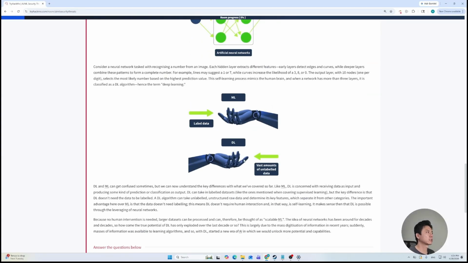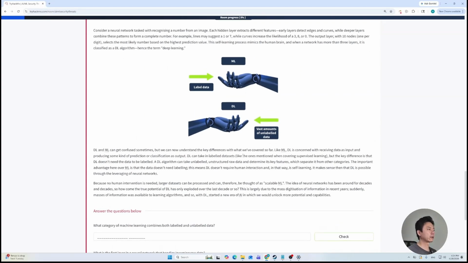Consider a neural network tasked with recognizing a number from an image. Each hidden layer extracts different features. Early layers detect edges and curves, while the deeper layers combine these patterns to form a complete number. For example, lines might suggest a 1 or 7, while curves increase the likelihood of a 3, 8, or 0. The output layer, with 10 nodes, selects the most likely number based on the highest prediction value. This self-learning process mimics human brains, and when a network has more than 3 layers, it is classified as a DL algorithm, hence the term deep learning.